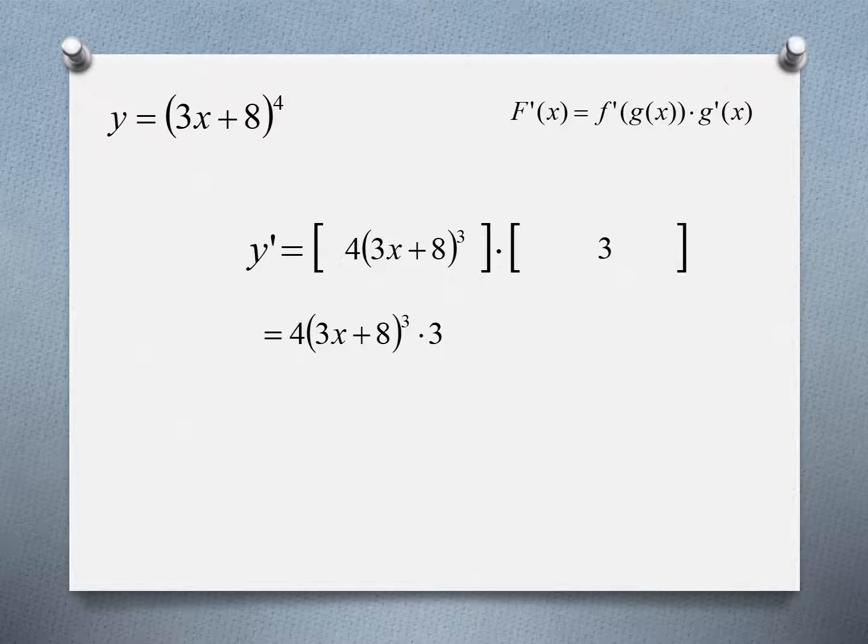And so as I draw it down, it really is 4 times the quantity 3x plus 8 raised to the third power times 3. So that's just 3 things being multiplied by each other, which of course we can multiply in any order we please. That 3 and that 4 can certainly go ahead and multiply, which leaves us with a 12 as that coefficient. And so now we just have 12 times the quantity of 3x plus 8 raised to the third power.